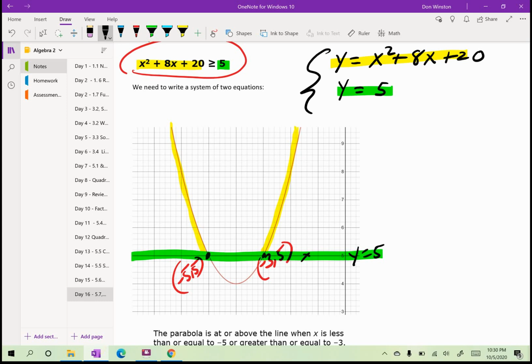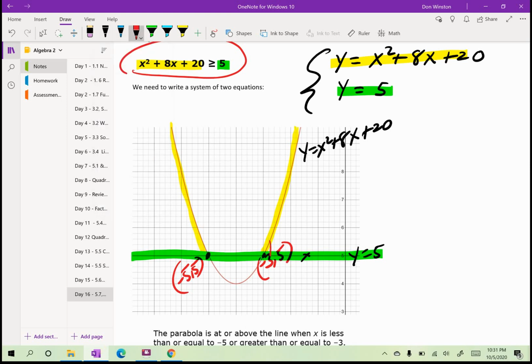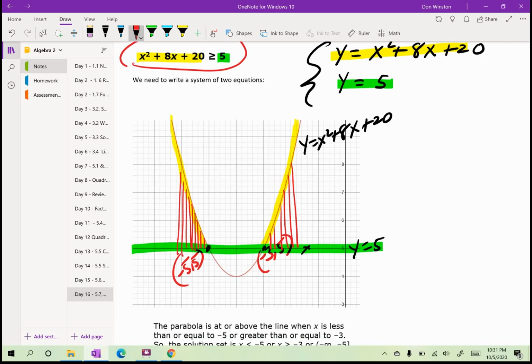All along here are my x values, and this is the equation y equals x squared plus 8x plus 20. So when are the y values for that parabola that I highlighted in yellow greater than the y value of 5? Well, from -3 to infinity, on this side, the y value is always greater than 5. And likewise, for any value of x from -5 to negative infinity, the y value is always greater.